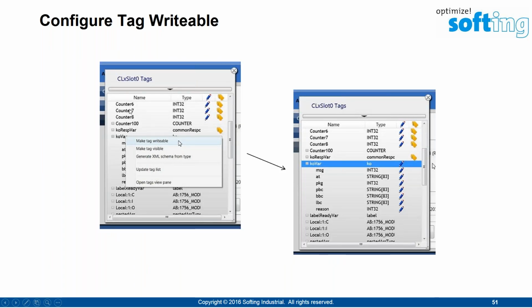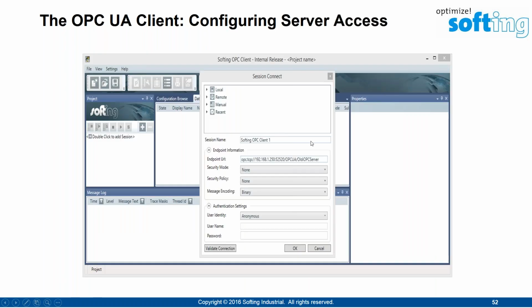Now you can right-click on individual tags, or you can Shift-click and select multiple tags and right-click, and you can pick if you want to make them writable or just visible. If you don't do anything with them, they'll be just invisible. And that's it on the server side.